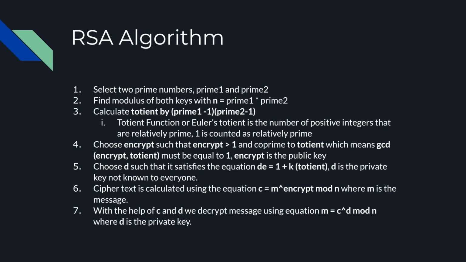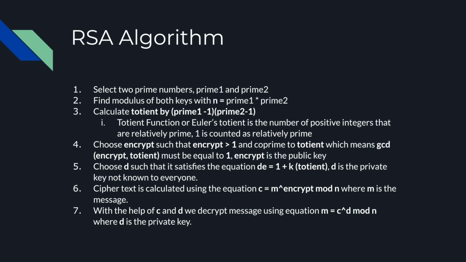Then you would find the modulus of both keys, with n equals prime 1 times prime 2. Then you would calculate the totient, or Euler's totient, which is the number of positive integers that are relatively prime. One is counted as relatively prime in that sense. So then you would do prime 1 minus 1 times prime 2 minus 1, but you would first do those two.